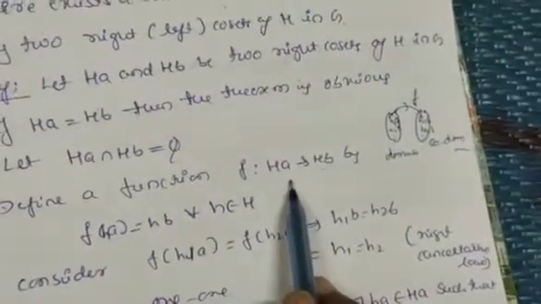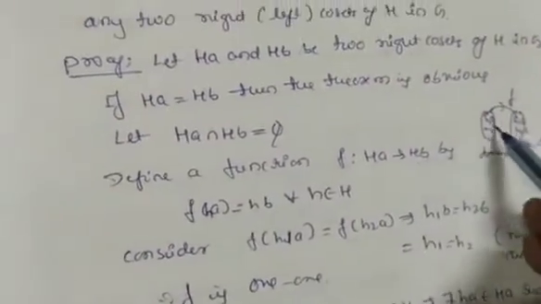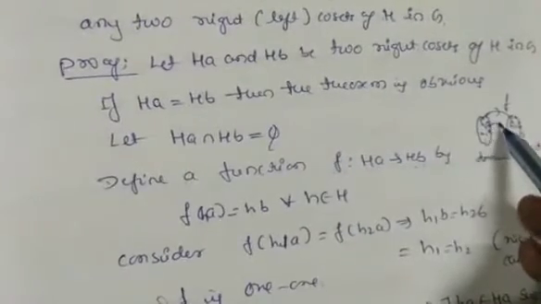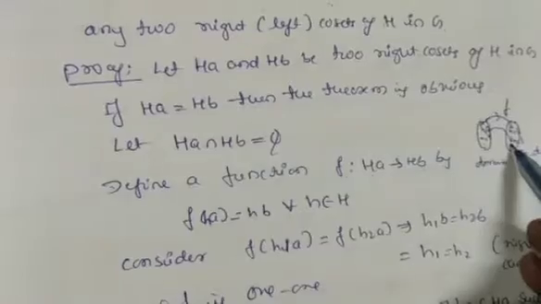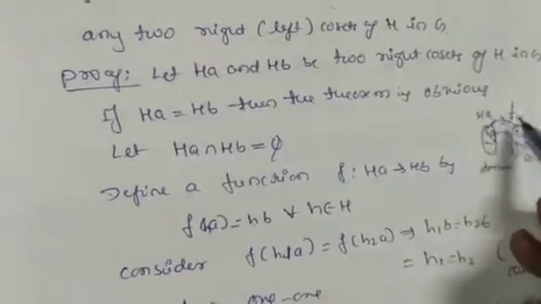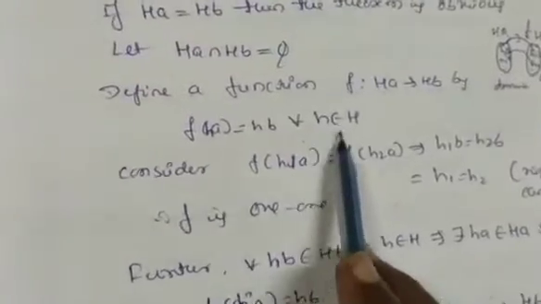Like this you have to define a function such that f of ha is equal to hb, which means this element is associated with some element of the second set, Hb. This is Ha and this is Hb. So this is for all h belongs to H.